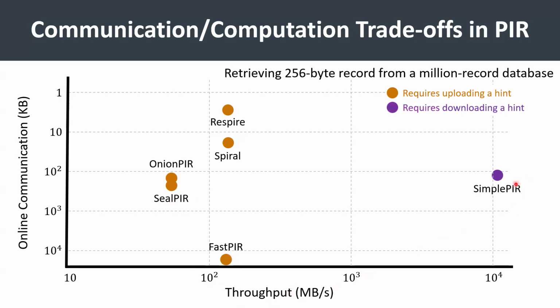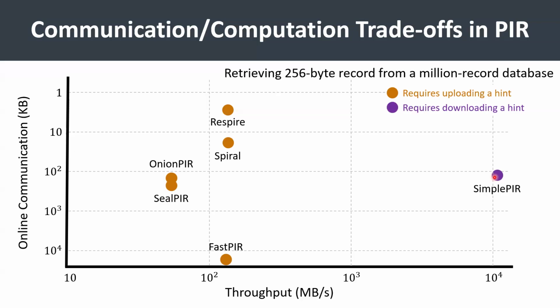So for instance, the SimplePIR protocol is this extremely fast PIR protocol. It basically processes the database at roughly 10 gigabytes per second. This is essentially the memory bandwidth of the system. So the speed at which the server can respond to a client query is basically the same as the speed it takes to read the database from main memory.